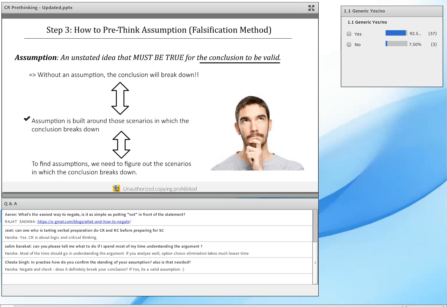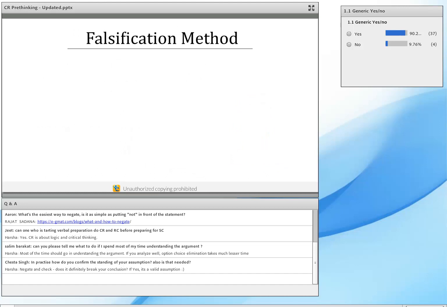Okay. So to figure out where assumptions are or what assumptions are, let's figure out all the scenarios in which the conclusion breaks down. Why? Because we have to put an assumption over there to prevent those scenarios from happening. That's essentially the whole essence of it. And if you think about where it comes from, this very definition: an assumption has to be true for the conclusion to be valid. So let's figure out where and how the conclusion is invalidated and formulate an assumption right next to it over there. Okay. So what is your falsification or your pre-thinking question?